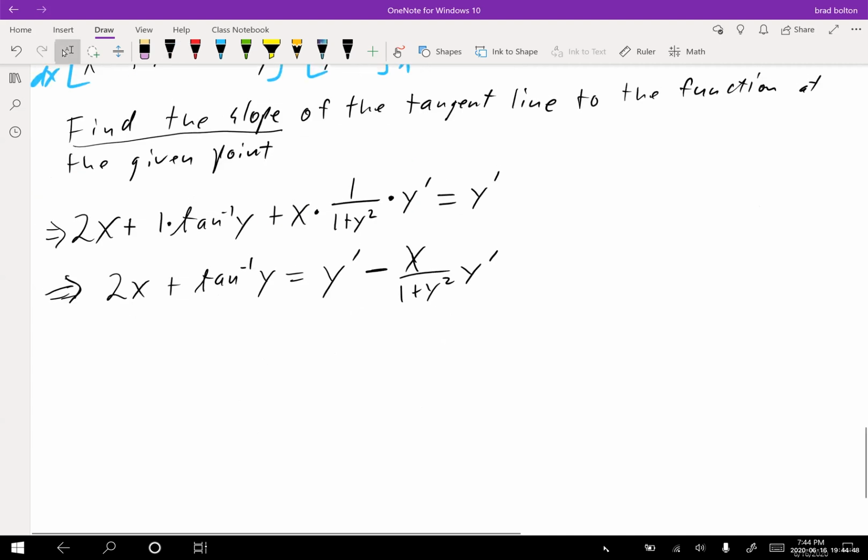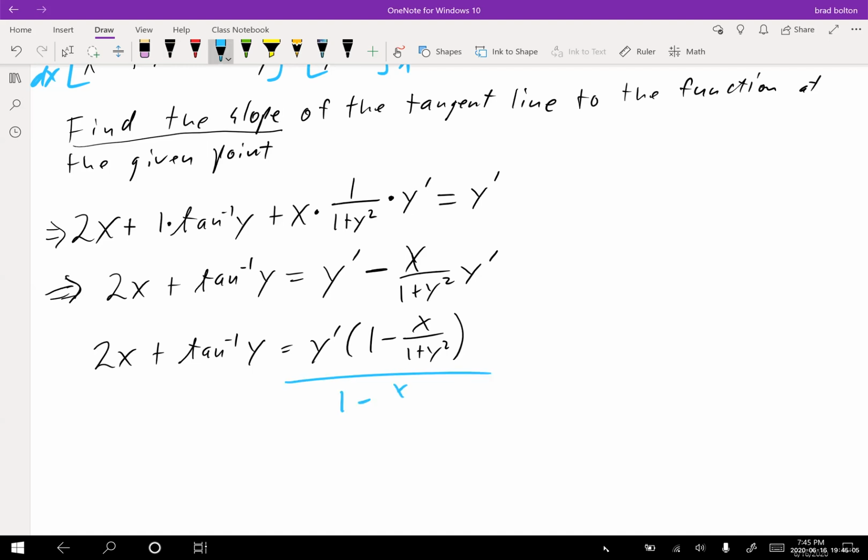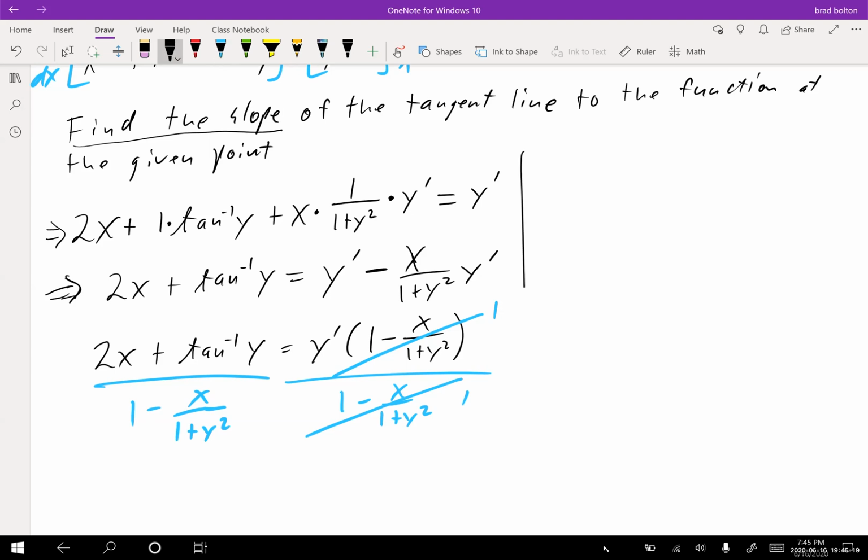Now I'm going to factor out the y primes. Right, so now I have y prime isolated. So now I can divide both sides by 1 minus x over 1 plus y squared. So this should cancel and become 1. So let's rewrite and see what we got. This will become 2x plus tan inverse of y divided by 1 minus x over 1 plus y squared, and all of that should equal y prime, or dy/dx.